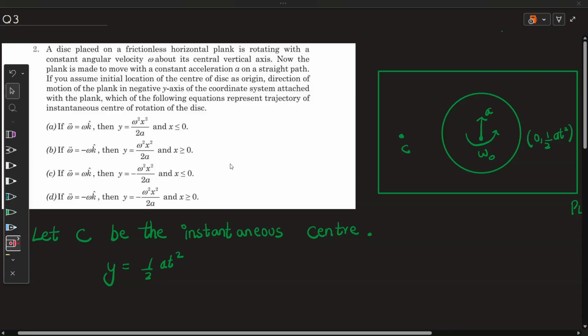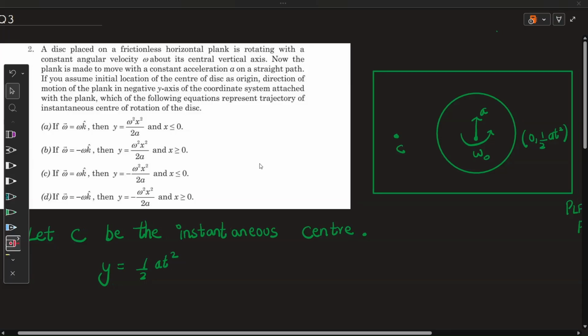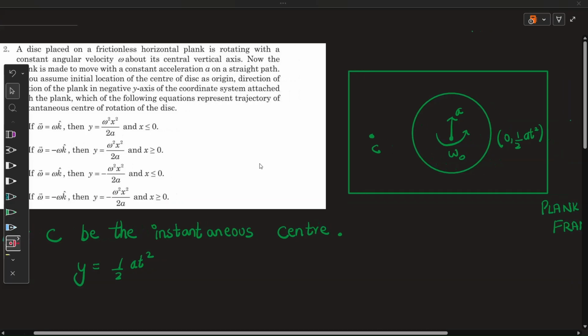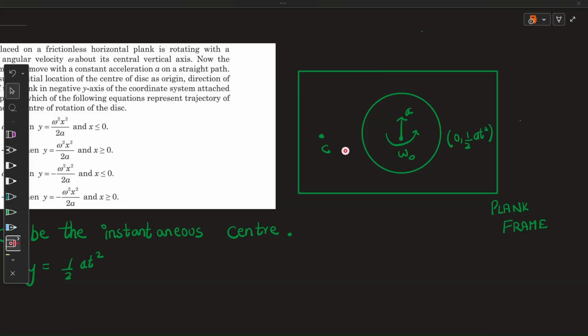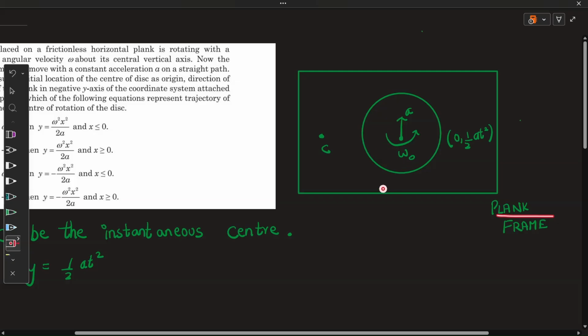So they are speaking about the instantaneous center of rotation. Now let's first analyze why the concept of instantaneous center of rotation comes here. Now we will move to the plank frame. Why? Because the coordinate system is attached to the plank and the plank is moving downward, that is in negative y direction. So if we fix with respect to the coordinate system, we will fix with respect to the plank. So I'm just going with the plank frame.